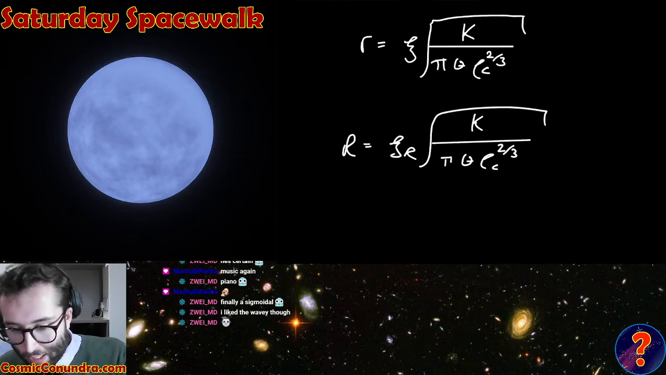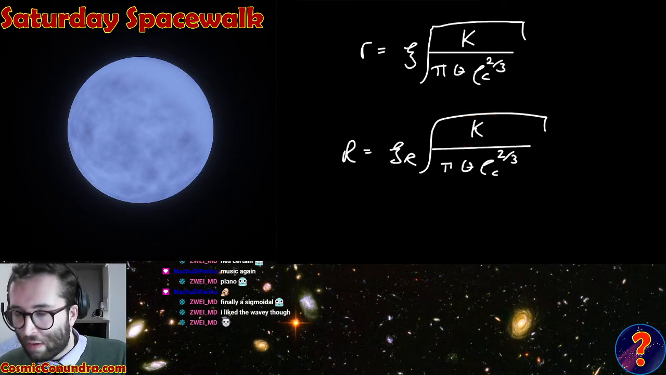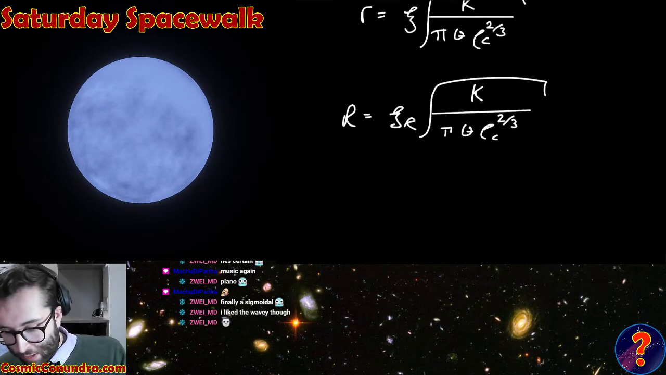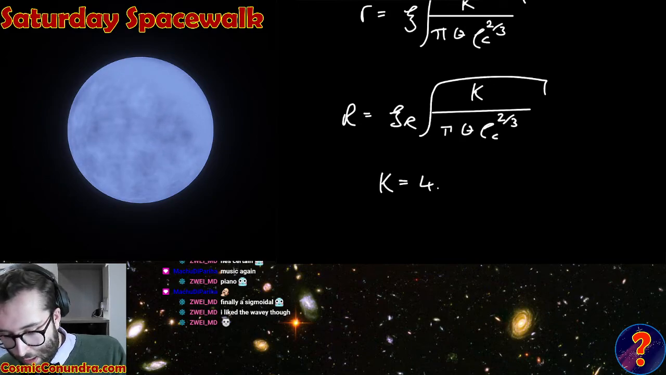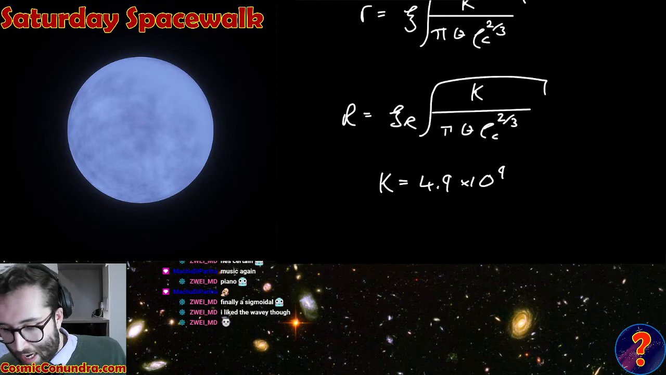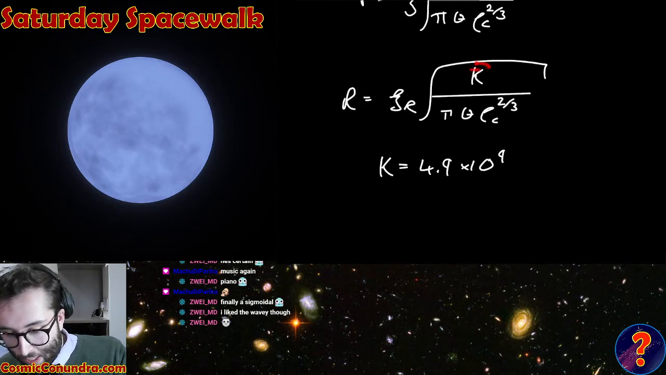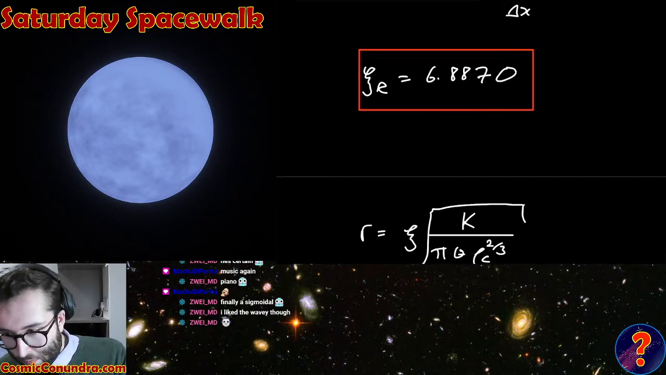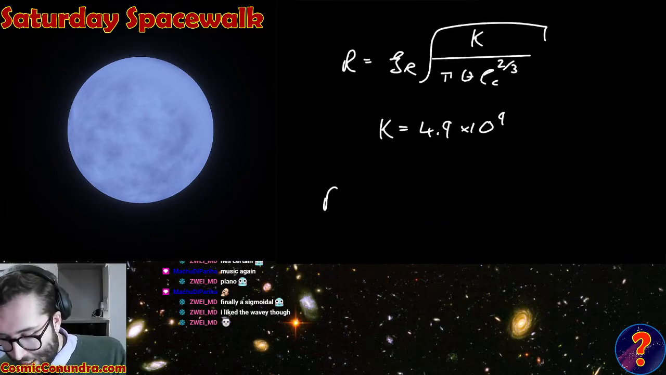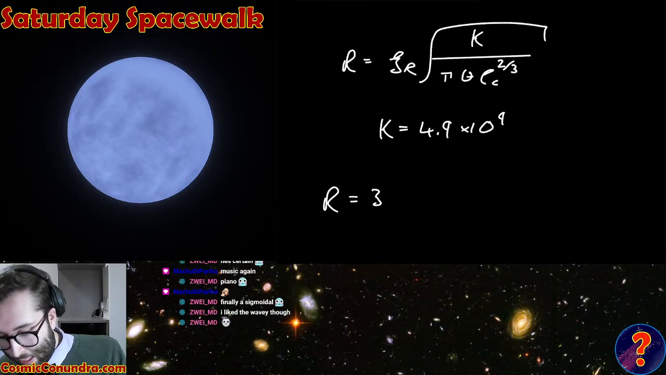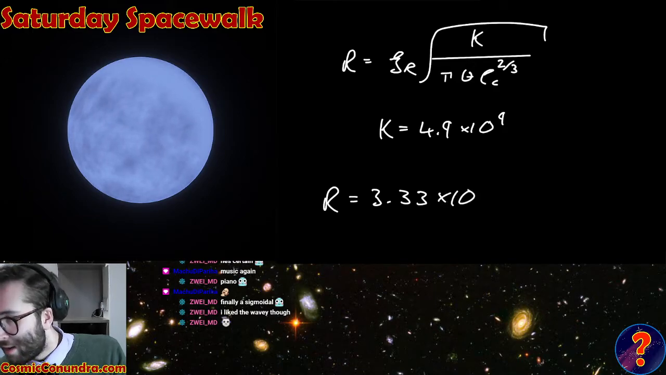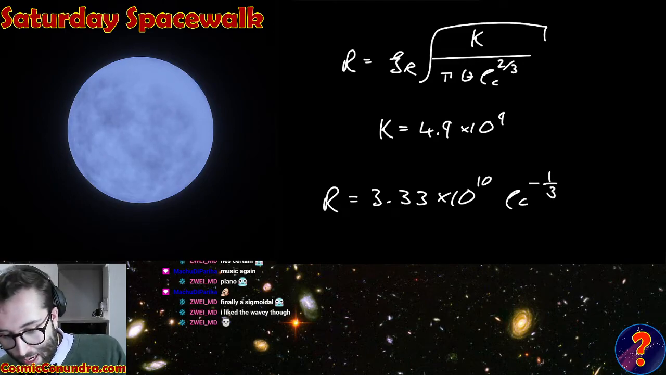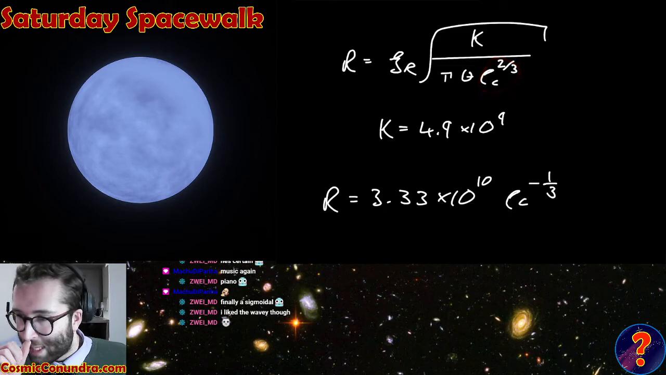And remember, we've calculated this constant k before. This was all this stuff involving the mass of a proton and c and Planck's constant and things. So we calculated earlier that k was 4.9 times 10 to the 9. If we put the value of k and the value of psi r we've calculated numerically into here, what we find is that the radius of the star is about 3.33 times 10 to the 10 times whatever the core density is to the minus a third. So this is how the core density appears here.